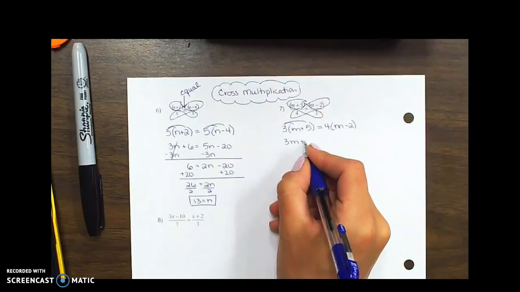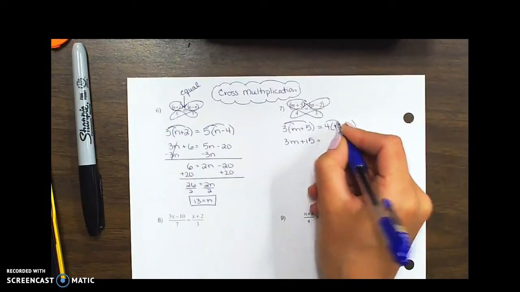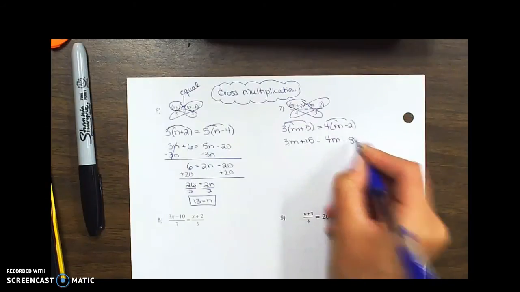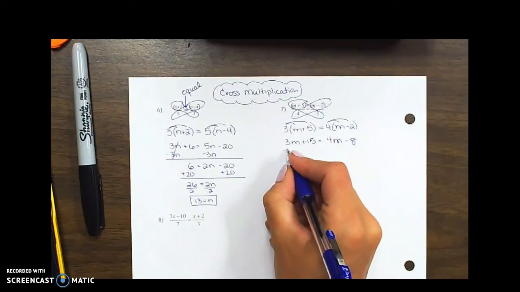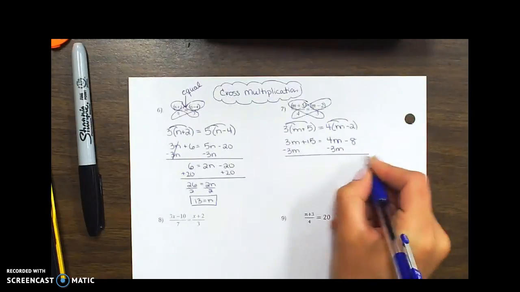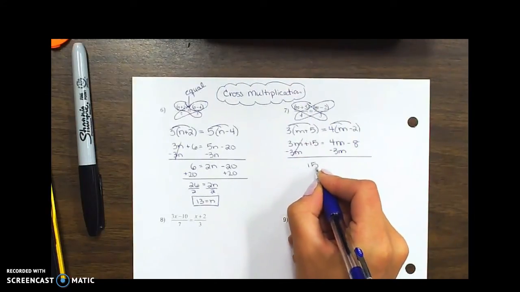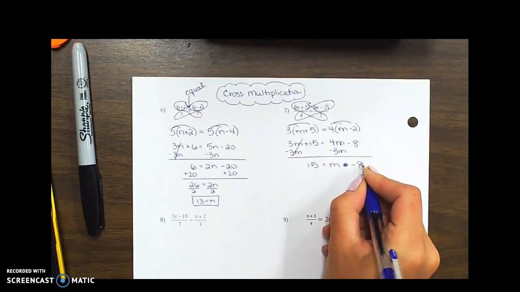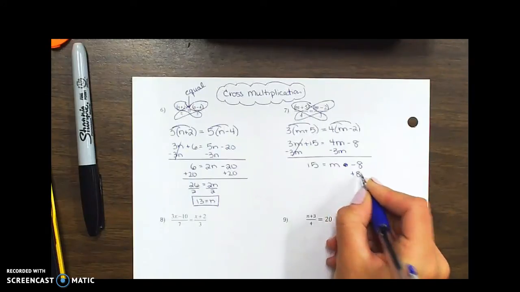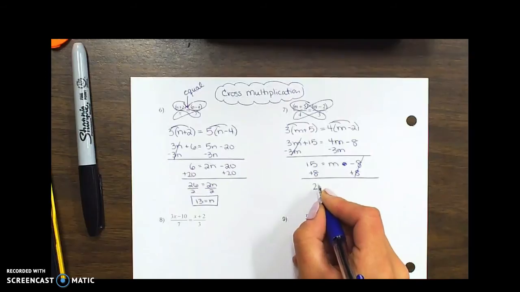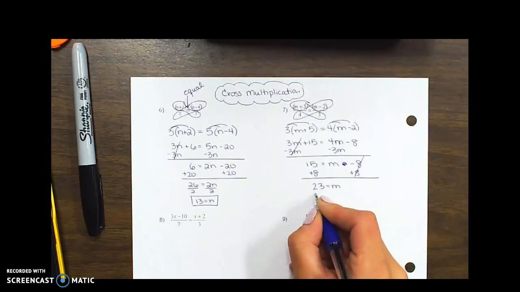So 3m plus 15 equals 4m minus 8. I'm going to subtract 3m, minus 3m. I have 15 is equal to m plus, oops, that's a minus 8. So then I'm going to add 8 to the other side. And I have 23 is equal to m.